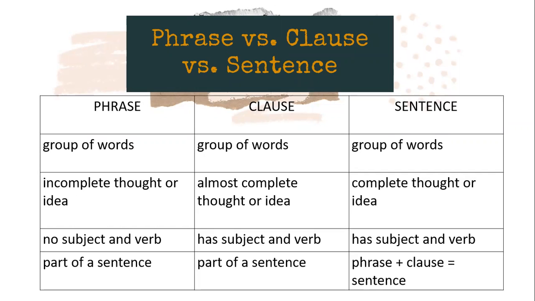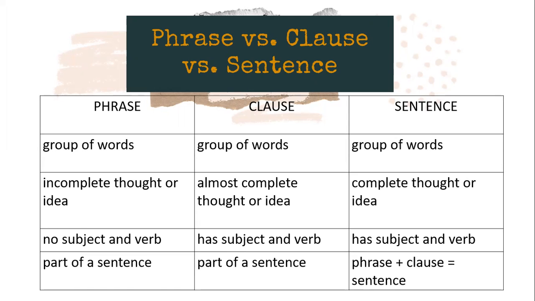Now a clause is a group of words too, almost a complete thought or idea. Why almost complete? Because again, there are two types of clauses, the dependent and the independent. The dependent clause does not express a complete idea or thought, while the independent clause expresses a complete thought or idea. That's why the description here is almost complete thought or idea. It has a subject and a verb, and it is also part of a sentence.